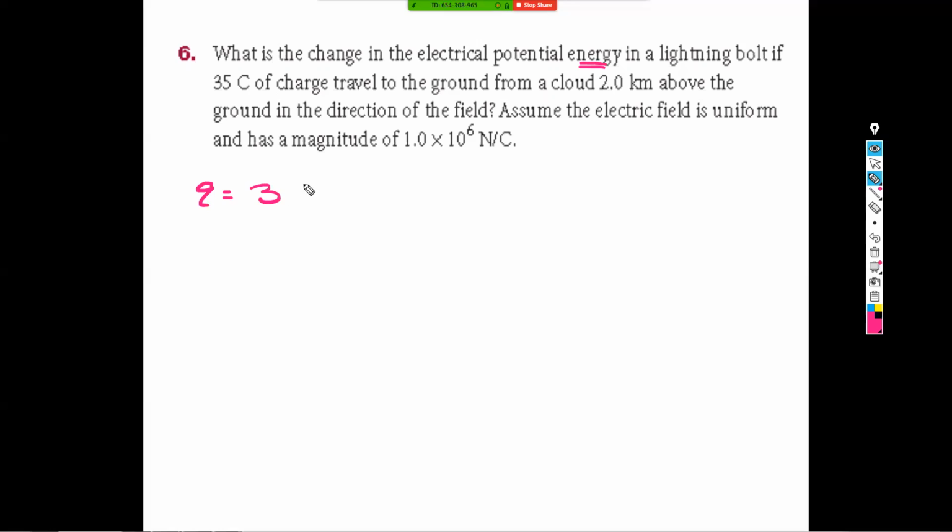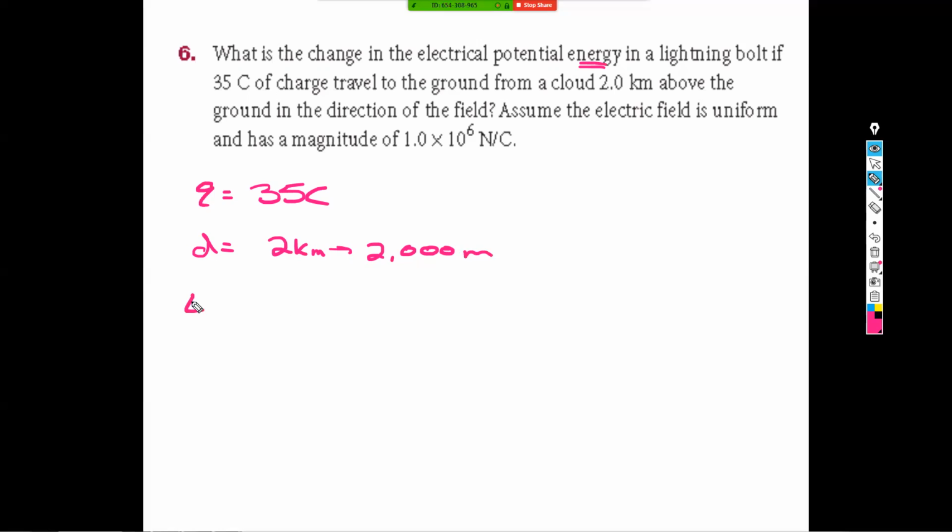So I have 35 coulombs of charge. That's a lot of charge. I have a distance from the ground to the cloud of 2 kilometers. Okay, I've got to be careful of that. Got to make sure I convert that into meters. So you're dealing with 2,000 meters there.